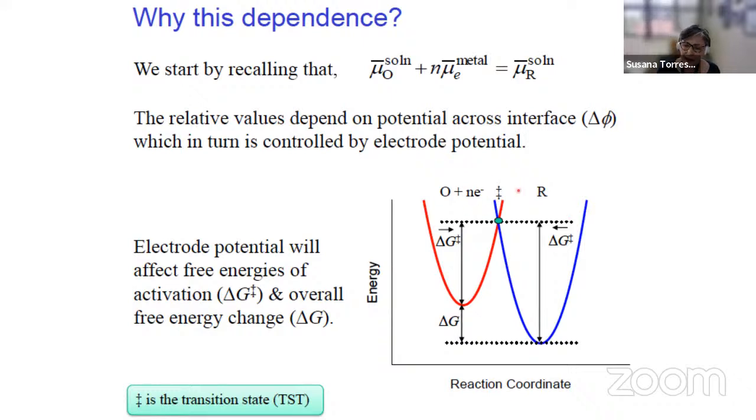And all this is regarding this kind of plot of energy as a function of the reaction coordinate, and the electron potential will affect the free energies of activation, or the transition state that we have here, and obviously also the overall free energy change. If we denote with this double star the transition state, and we have our reaction O plus n electrons giving R, this is the energy well for the forward reaction, and this is the energy well for the backward reaction. And here, at the point of crossing, we have exactly the transition state.